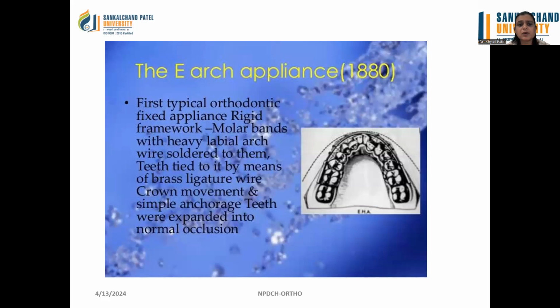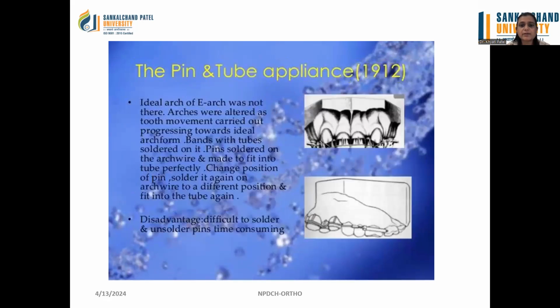Now let's discuss the first appliance, that is the E-arch appliance. It is the first orthodontic fixed appliance, which is a rigid one. Engle developed this appliance in which there is a main arch wire soldered onto the molar band, and there are different wires running from individual teeth, which are tied to the main arch wire, and this is the way they give force. So it's an E-arch appliance.